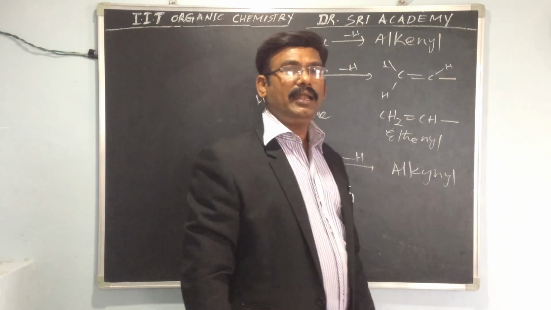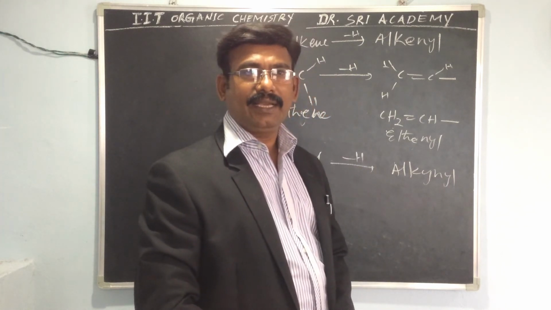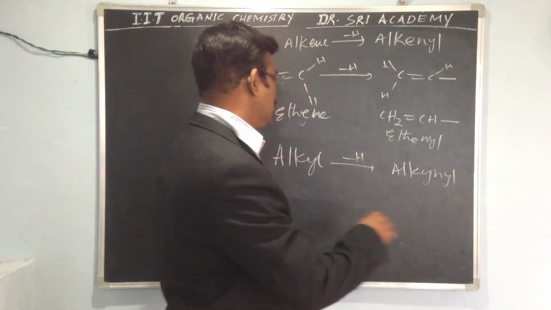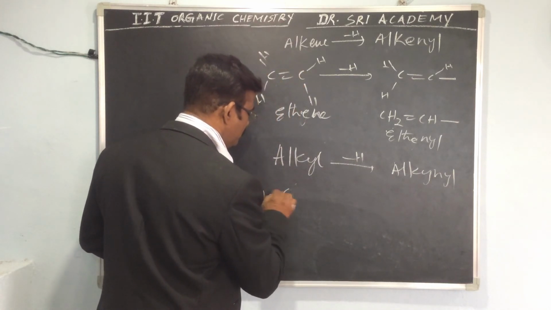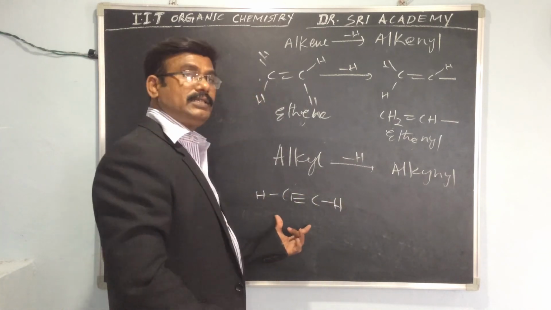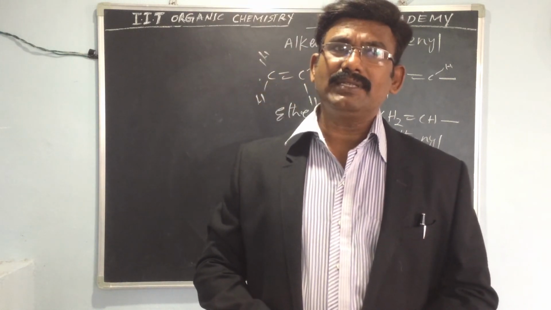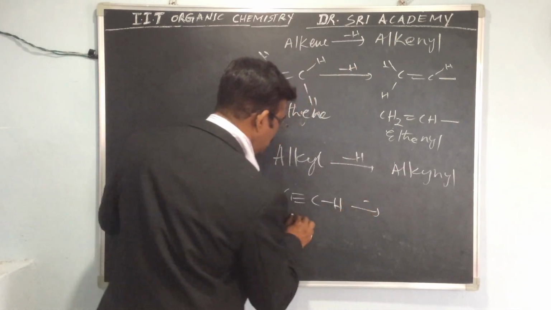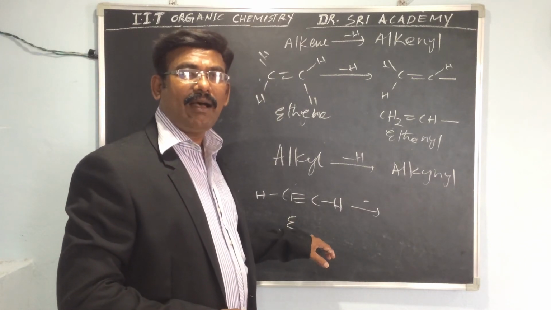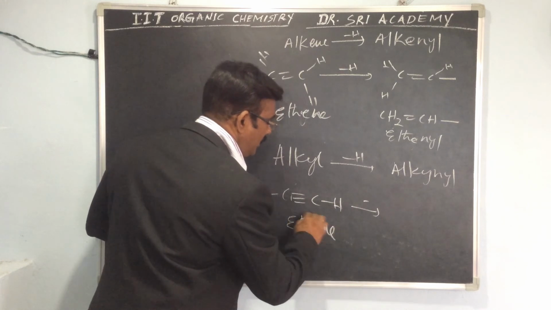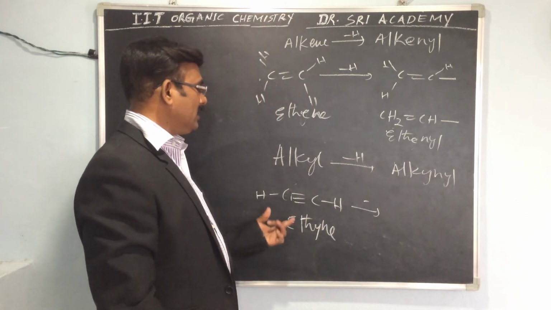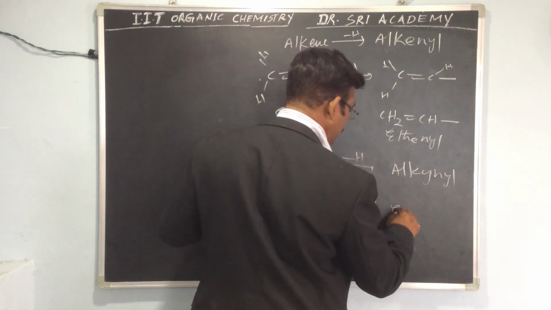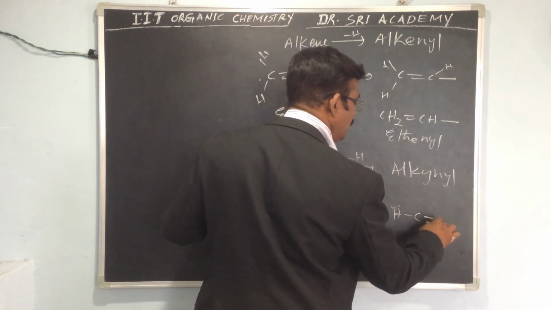Alkynyl. For example, acetylene we can take. The example is ethyne, HC triple bond CH. The IUPAC name of acetylene is ethyne. Remove one hydrogen from ethyne to form ethynyl, HC triple bond C dash.